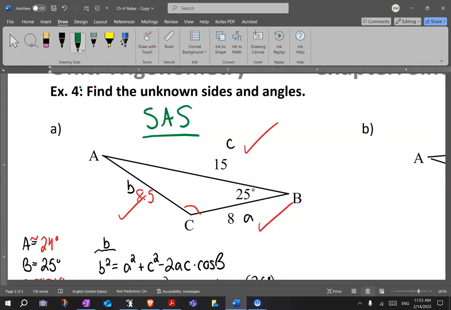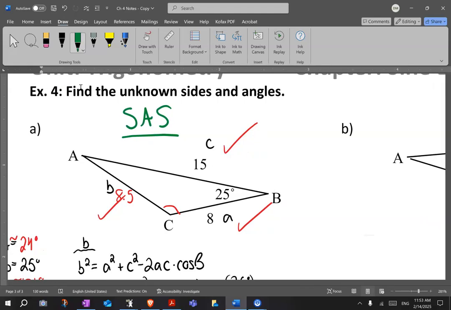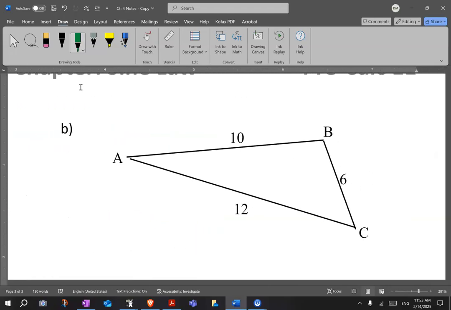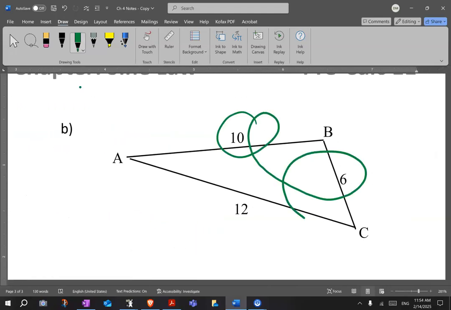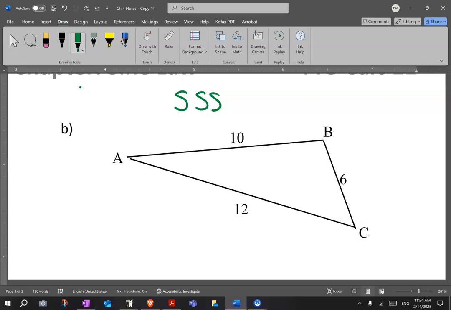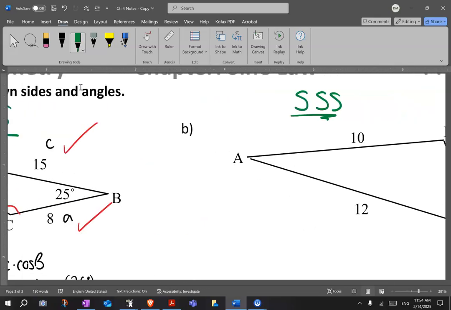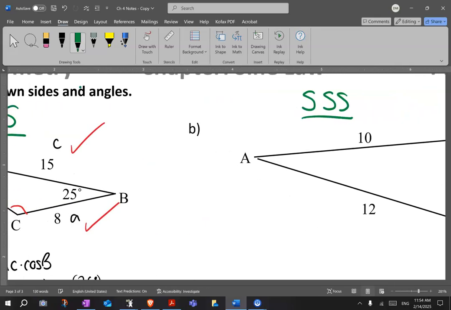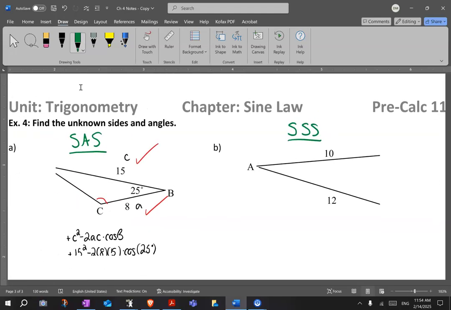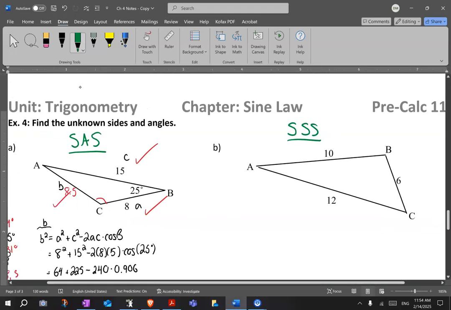So the question is, is the next one a side-angle-side? Or is it going to be one of the other possibilities? Well, I've already said before that we're going to use the cosine law, so it can't be the other possibilities. In fact, it's a side-side-side. So if you have side-side-side, you will also have just one possibility. I'm going to do this one in the next video.